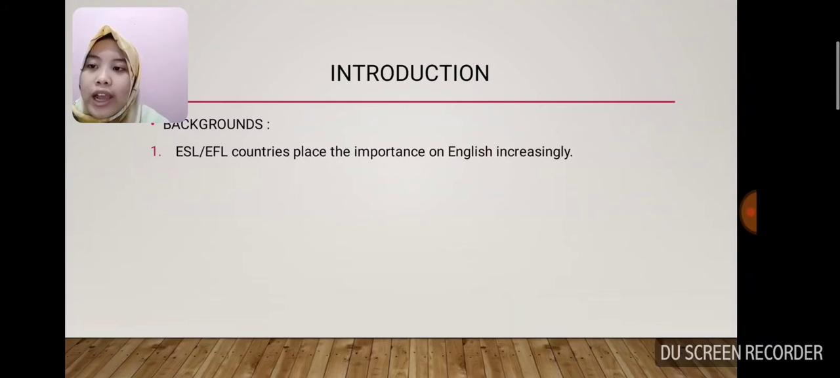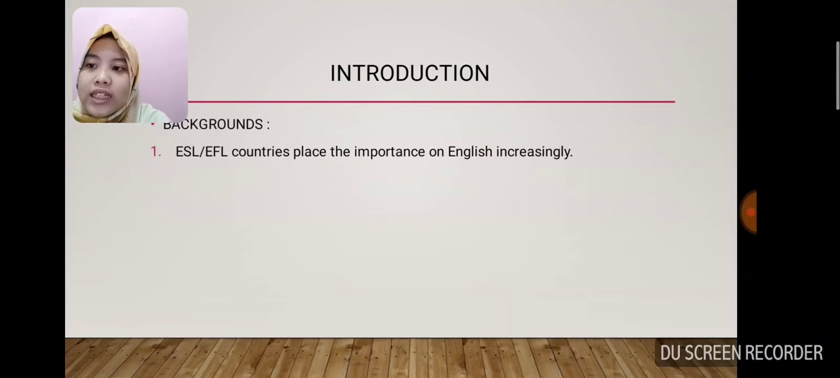EFL countries place increasing importance on English in many ways, such as politics, economy, telecommunication, and education. Because of this, Thailand, one of the EFL countries, also emphasized English learning to develop its potential to be equivalent to other countries.